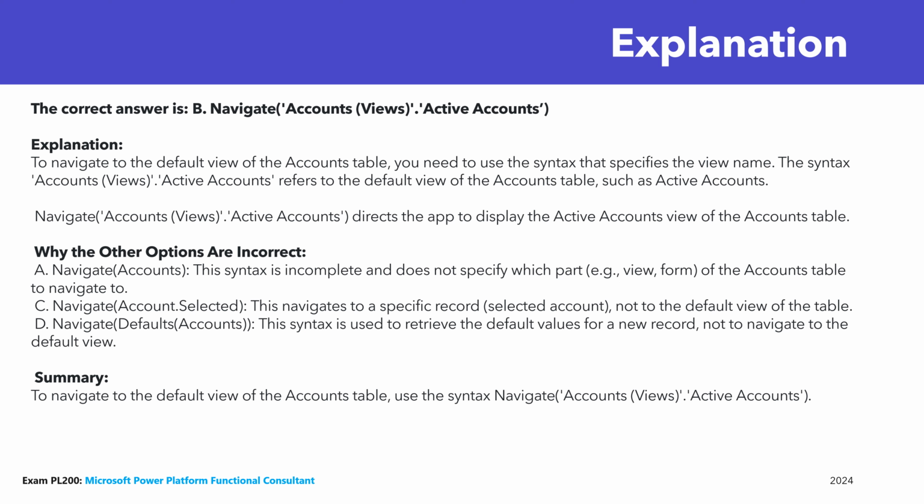Why the other options are incorrect. A. Navigate accounts. This syntax is incomplete and does not specify which part, e.g. view, form, of the accounts table to navigate to. C. Navigate account.selected. This navigates to a specific record, the selected account, not to the default view of the table. D. Navigate defaults accounts. This syntax is used to retrieve the default values for a new record, not to navigate to the default view. Summary. To navigate to the default view of the accounts table, use the syntax navigate, accounts views, active accounts.